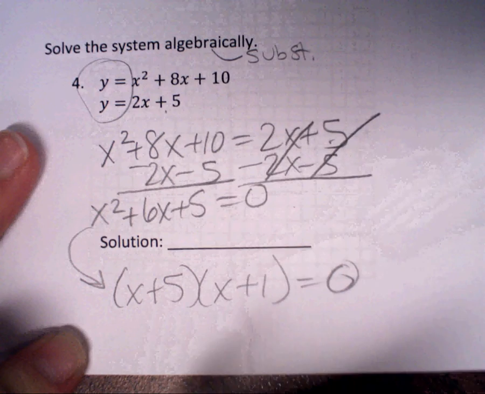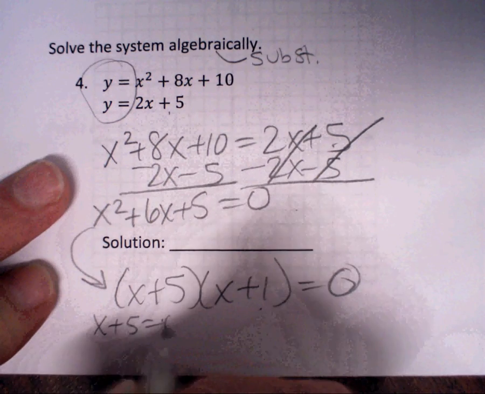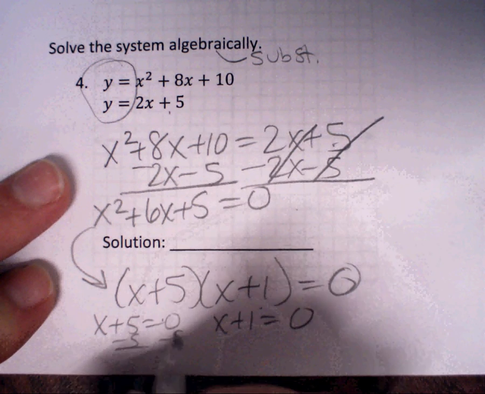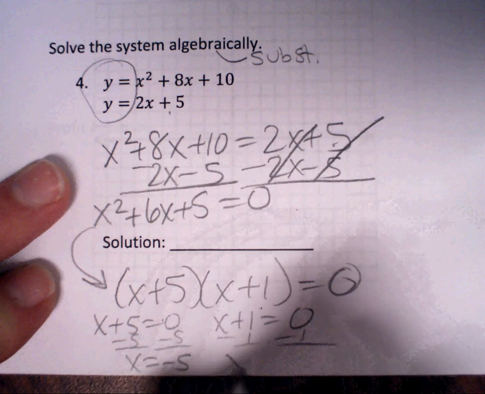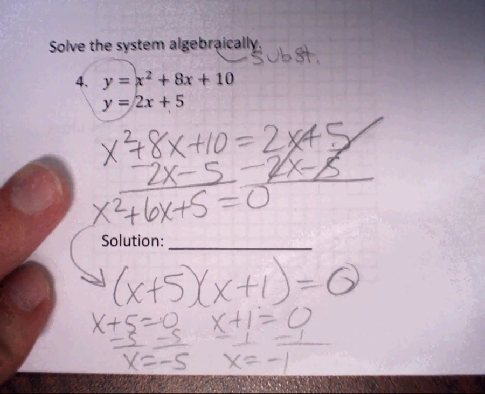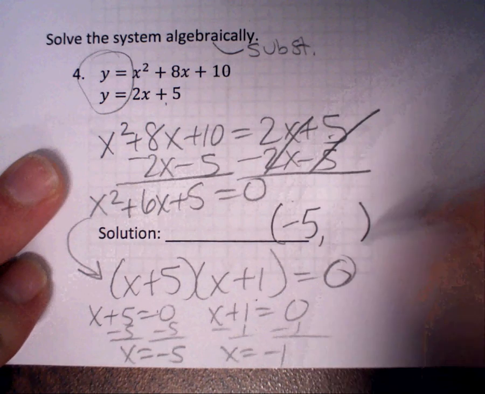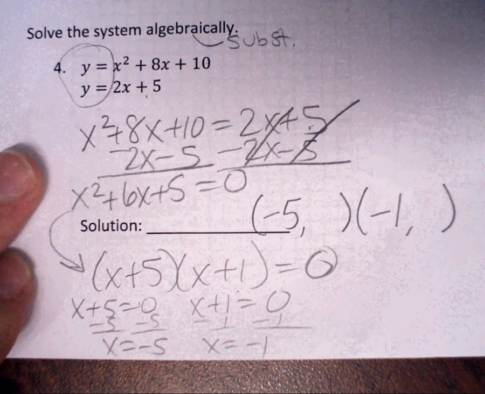Okay, what I noticed on your assignments, you were saying, okay, x is 5 and x is 1. X is not 5 and x is not 1. When you solve each parentheses, x will be negative 5 and x will be negative 1. So that means right here, negative 5 something and negative 1 and something will be my solutions.